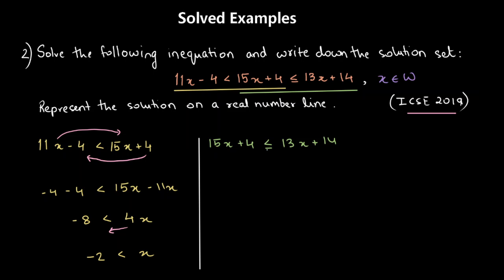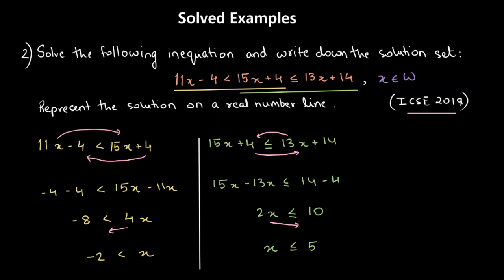Let's start solving the second one now. Here we know 15x plus 4 is less than or equal to 13x plus 14. First let's rearrange, bring the x terms together. So bring the 13x to this side and the plus 4 to the other side. What I get is 15x minus 13x is less than or equal to 14 minus 4. 15x minus 13x is 2x, which is less than or equal to 10. Now the 2 multiplying on this side becomes division on the other side, so x is less than or equal to 10 upon 2, which is 5. So x is less than or equal to 5.